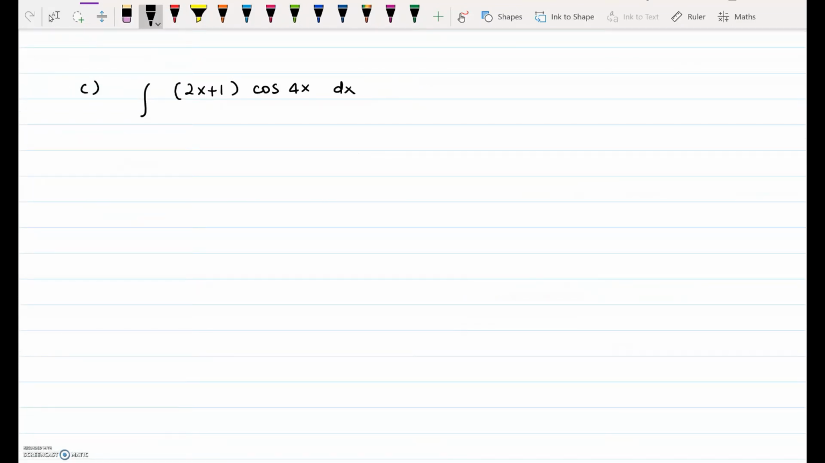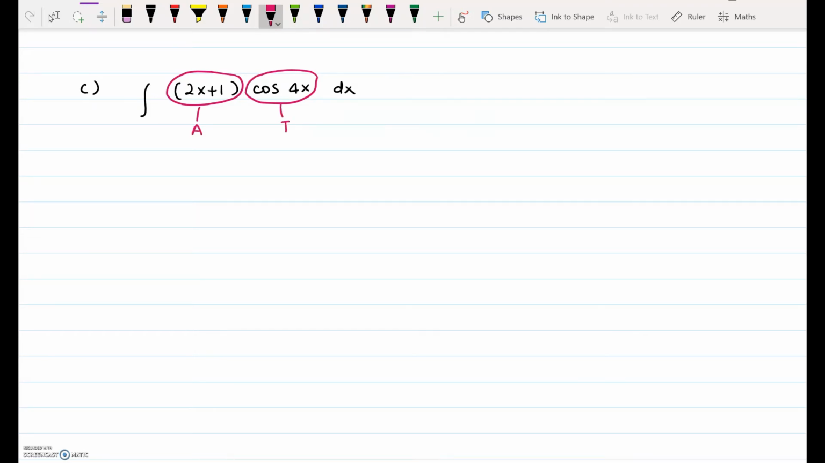Okay class, let's continue with example C. We have the integration of 2x plus 1 times cos 4x dx. For this one we will simplify using integration by parts. So let's look here. We have 2x plus 1 here, and we have cos 4x here. So 2x plus 1 is A, and cos 4x is T.